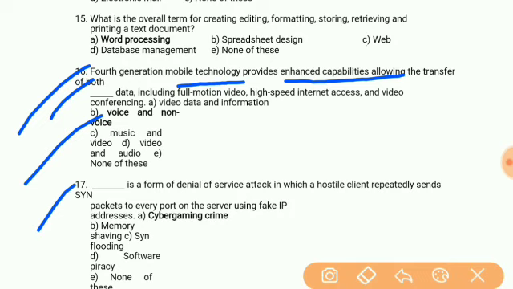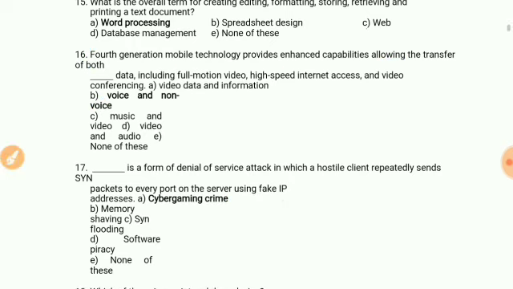Then number 17, dash is a form of denial of service attack in which a hostile client repeatedly sends SYN. That is cybercrime, cyber gaming crime is a form of denial of service attack. Okay, so this is a denial of service attack. Okay, and cyber gaming crime is very bad.